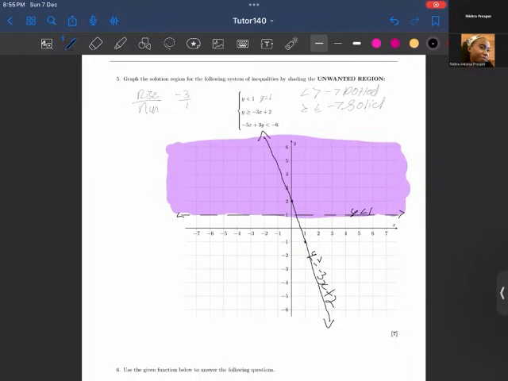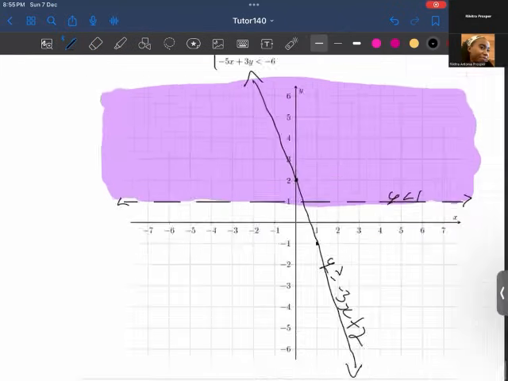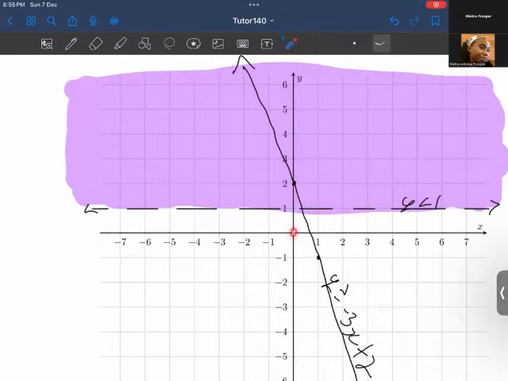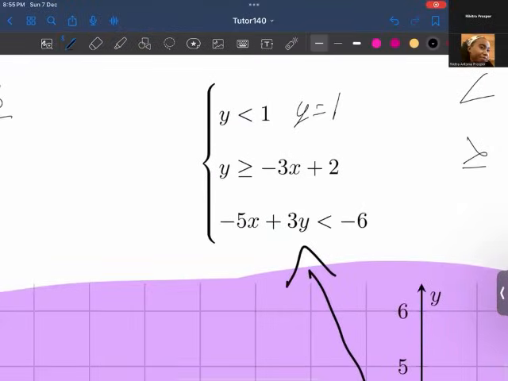Now, to see which side we're shading, we're going to choose a test point that is not directly on the line. So we're going to choose a test point that is not directly on the line. 0, 0 isn't directly on the line. 0, 0 right here. So we can just substitute those values into the equation.